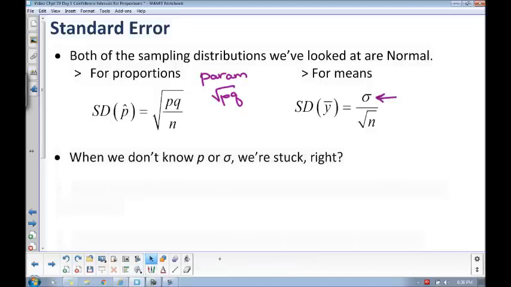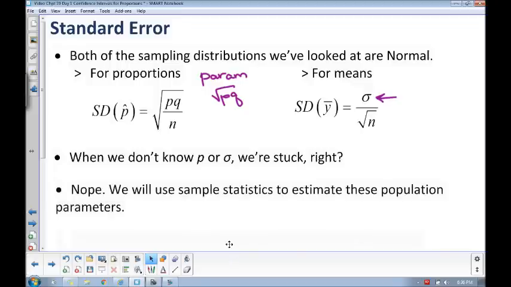But the problem here is, remember, we don't know what the true population parameter is. We don't know the proportion. We don't know the mean. We don't know these things. But that doesn't mean that we're stuck. So instead, we use the sample statistics to estimate the population parameter.